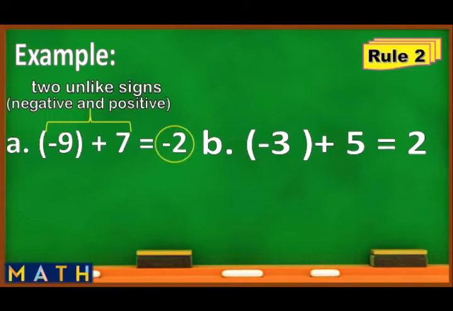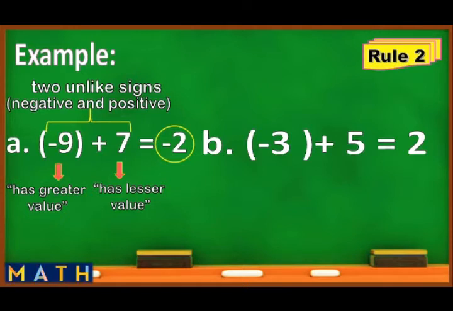Want to know why? The rule states that when we add integers with unlike signs, subtract the lesser number from the greater number. Now, which of the two numbers, 9 and 7, is greater? And which is lesser? Thus, the integer with the greater number is 9, while 7 is the integer with the lesser number. So, 9 minus 7 is 2.